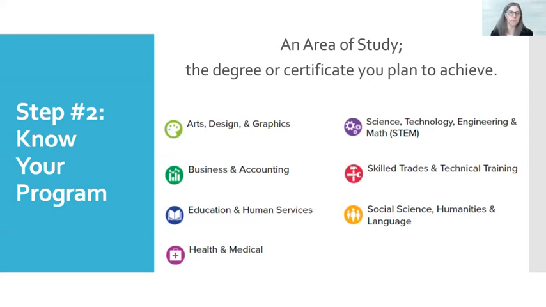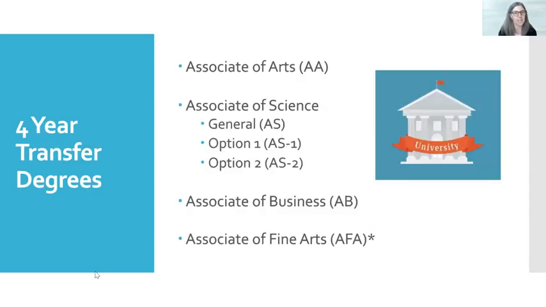So for example, business and accounting is an area of study, but within business and accounting, there's a lot of different degrees or certificates you could choose to work on. So even if you don't know your specific certificate or degree right away, you can at least try to narrow down which area of study seems the most interesting to you. And you can go to the next slide, Molly, thanks.